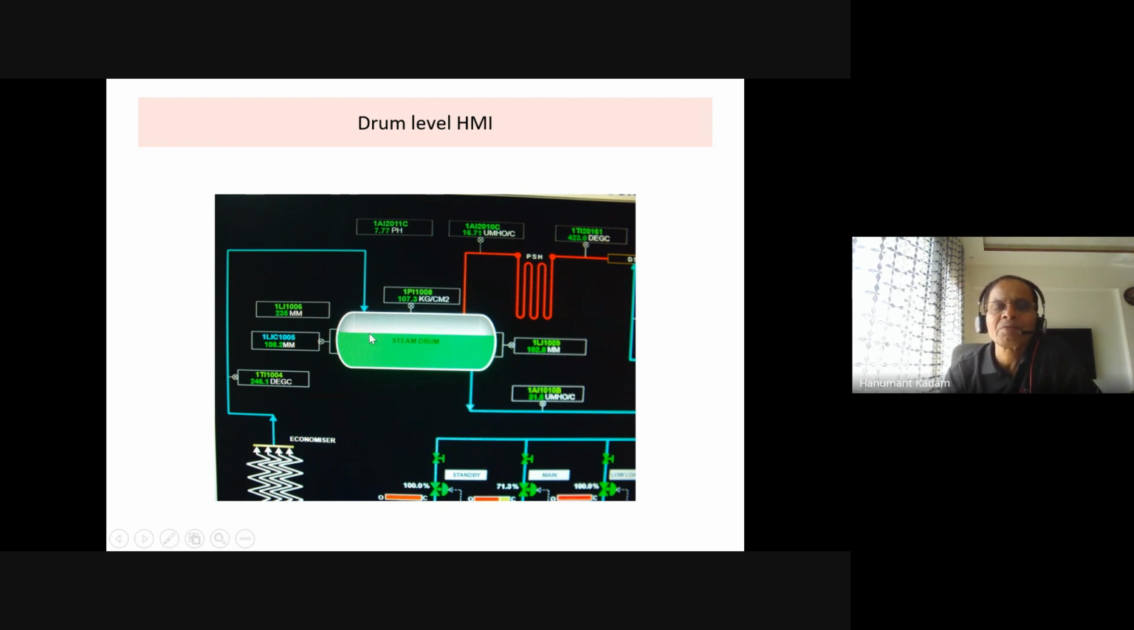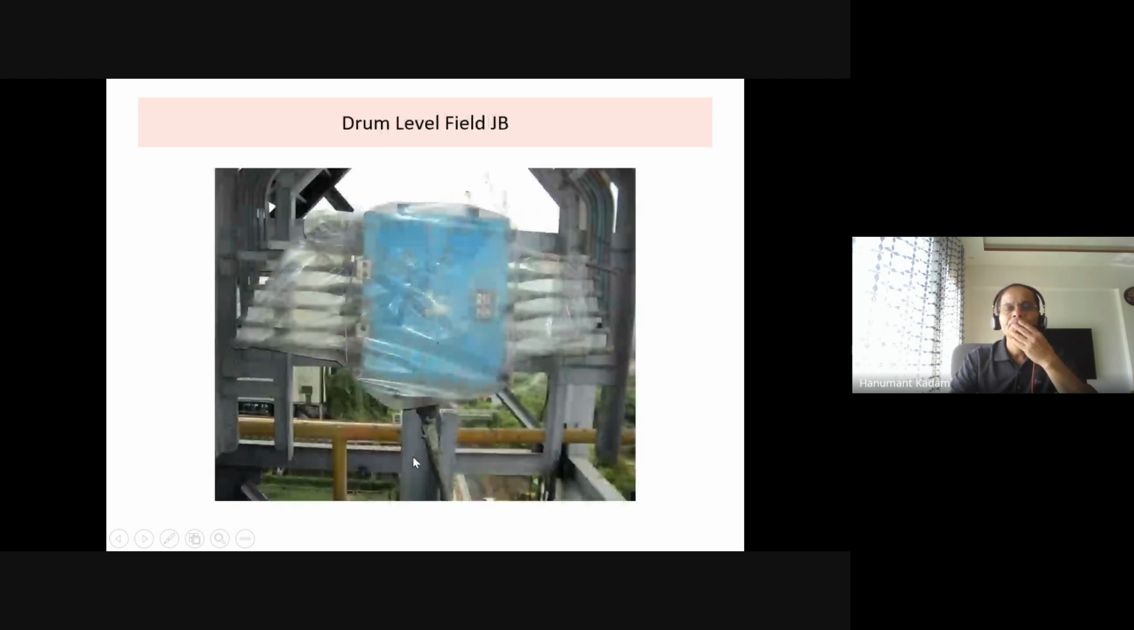On the graphics, this is the steam drum, and this way you can see the level here by using this transmitter. This one is also there. In the drum level, you have a JB, junction box. You can see the cables here, individual cables, because it's a hard analog signal.